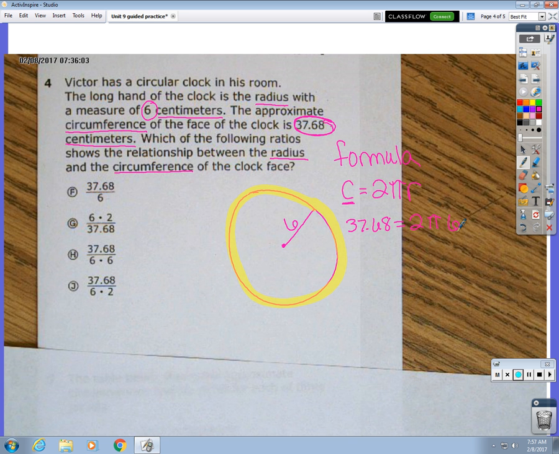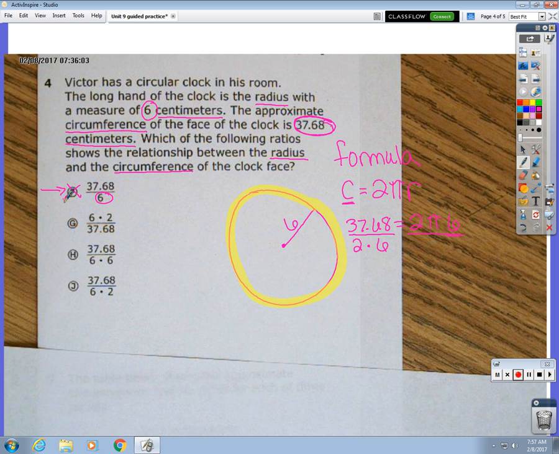So if we look at answer choice F, it is dividing the circumference of 37.68 by 6. If we were going to solve this equation, we would actually divide 37.68 by 2 times the 6. We would also divide it by pi, but I can see here that they're leaving pi out. So they're moving over the 2 and the 6 first before they divide by pi. Answer choice F is only dividing by 6, so answer choice F is not going to work.